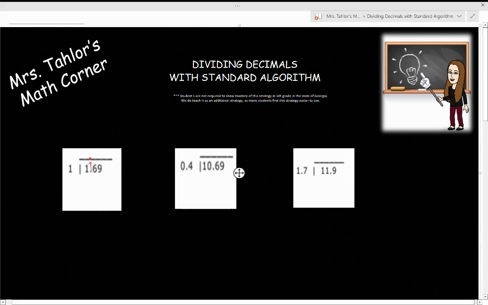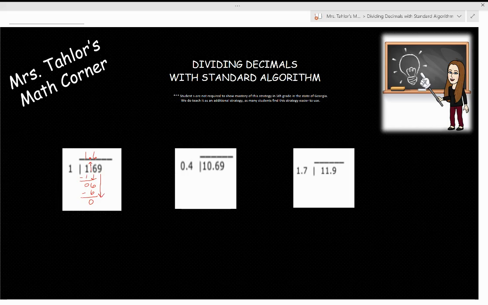1 divided by 1 is 1. 1 times 1 is 1. When I subtract, I get a remainder of 0. I'm going to bring down the next digit. 6 divided by 1 is 6. 6 times 1 is 6. When I subtract, I have a remainder of 0.